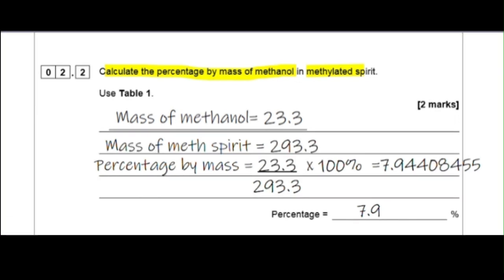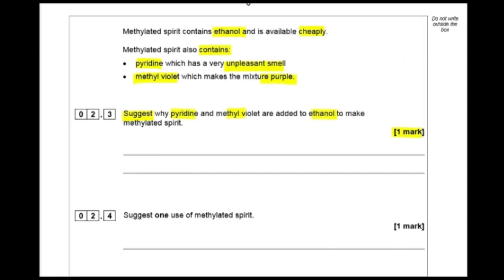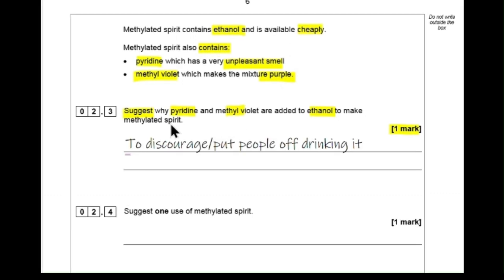Next question. Methylated spirit contains ethanol and is available cheaply. Methylated spirit also contains pyridine, which has a very unpleasant smell, and methyl violet, which makes the mixture purple. Question 2.3. Suggest why pyridine and methyl violet are added to ethanol to make methylated spirit. This is a 1 mark question, and methylated spirit is an alcohol and it's cheap. So they put these things in to put people off drinking it.